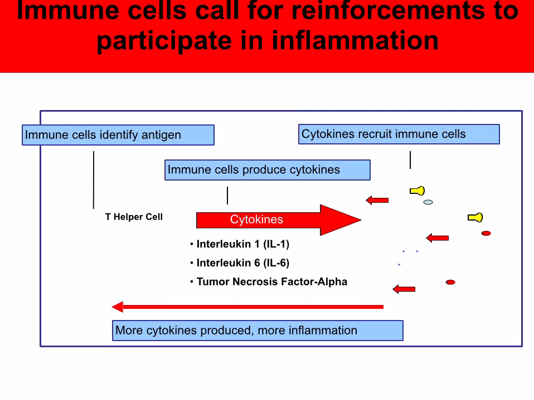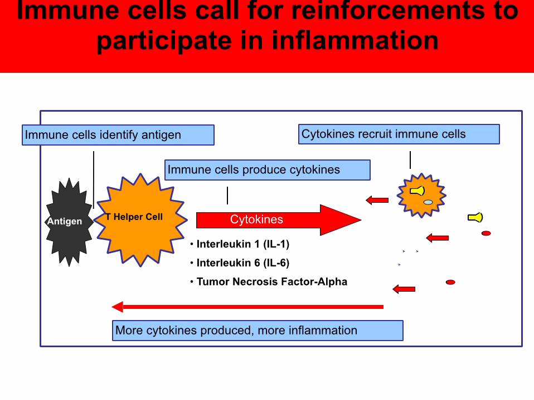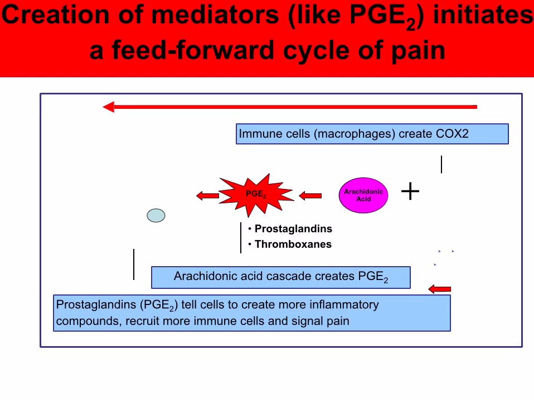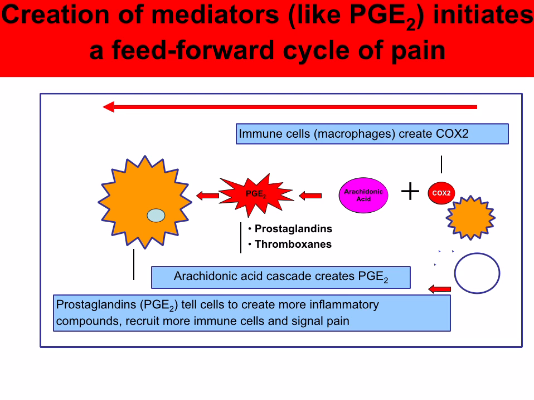Let's have a closer look at how this works. When the immune cells identify an allergen, they release inflammatory cytokines, interleukin 6 and TNF alpha. These in turn recruit more immune cells, which in turn release more cytokines, and the inflammatory cycle continues. Certain immune cells create the enzyme COX-2, which then combines with arachidonic acid to create prostaglandin E2. Prostaglandin E2 is what causes pain to be signaled, and also itself initiates the recruitment of even more immune cells into the inflammatory response.